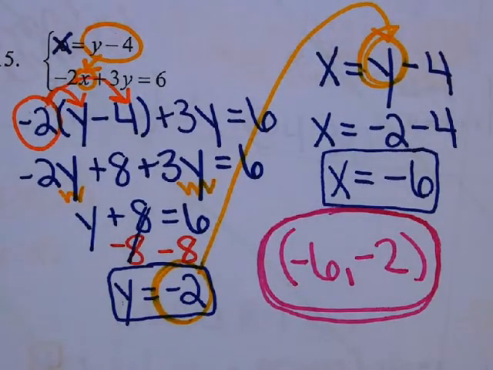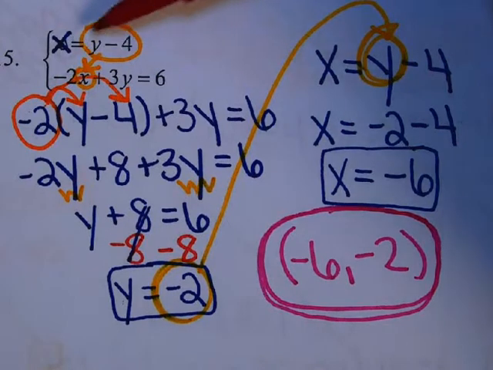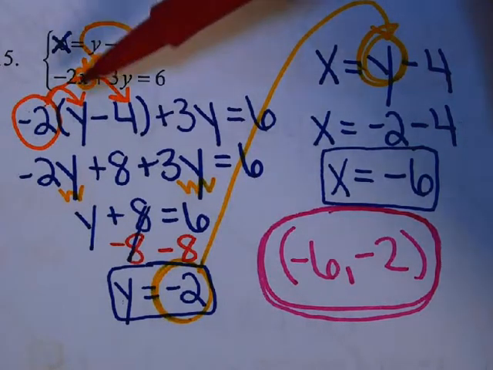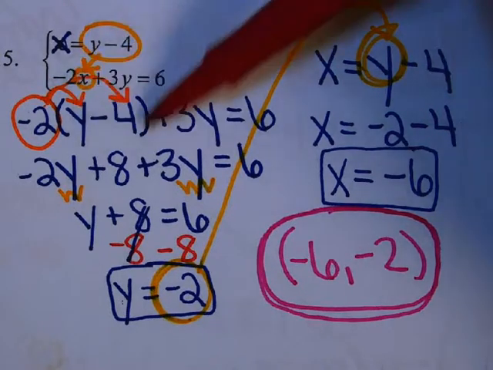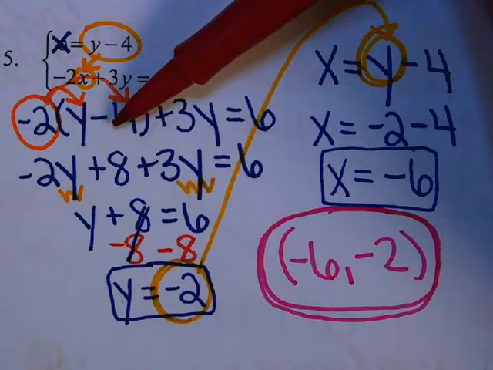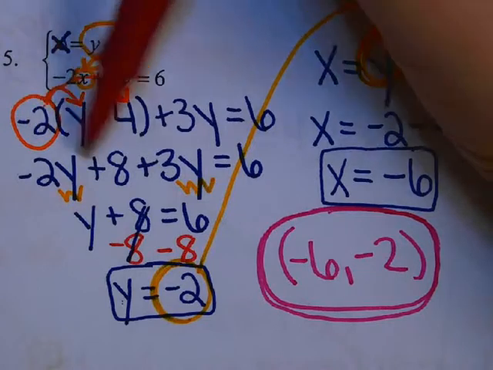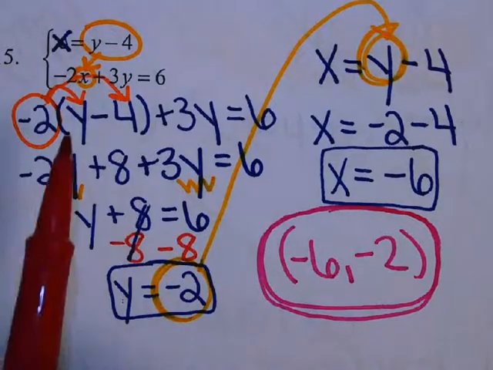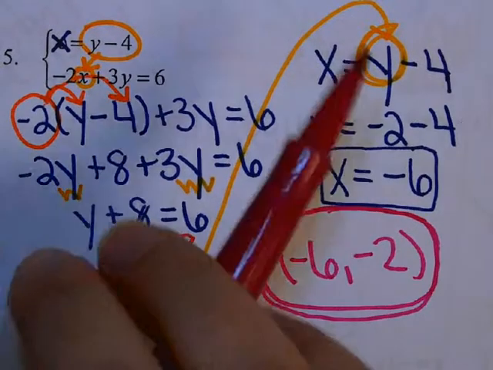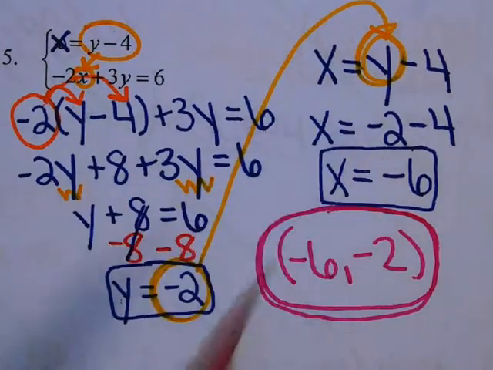Alright, so that is how you do one like that. Remember, the key things here are, when you substitute y minus 4 for x, it has to go in parentheses. Anytime you substitute something, it must go in parentheses, because we need to take negative 2 times the whole thing, not just part of it. Alright, so that was the key there, and then we just solved for y, plugged it back in, and found x.